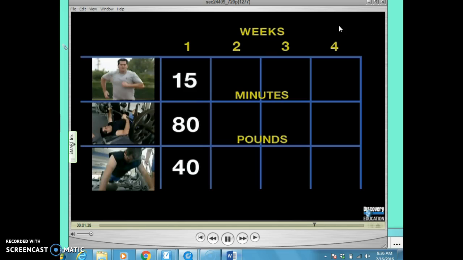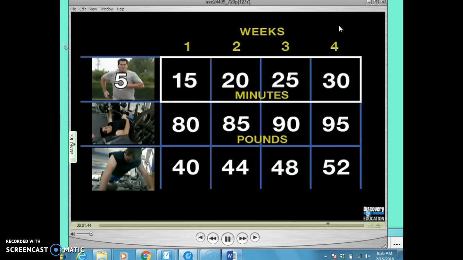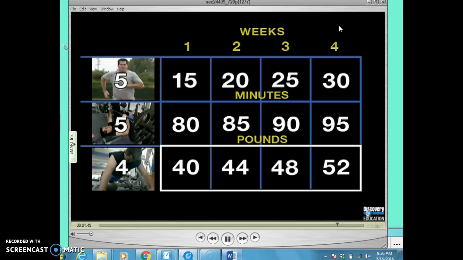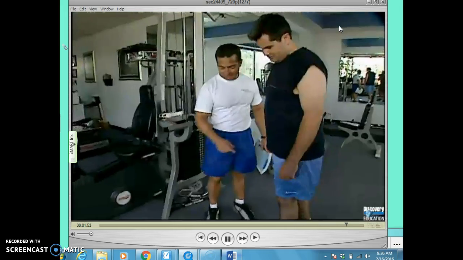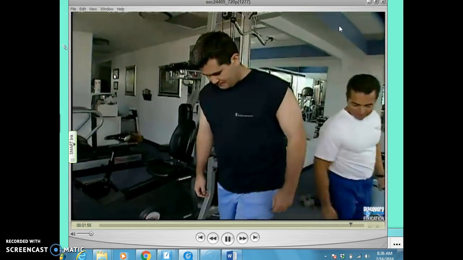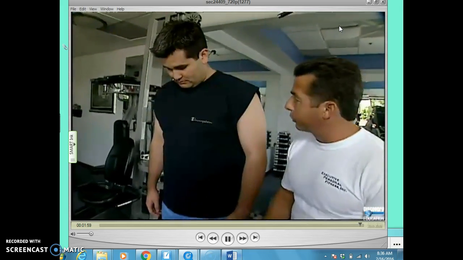Let's figure out the rule for Robert's exercise routine. Each week, Robert must add 5 minutes to his run, 5 pounds to his weights, and 4 push-ups total. At the end of the 4 weeks, Robert is in better shape than he's been for years. See how an increasing number pattern can help keep you healthy and strong.